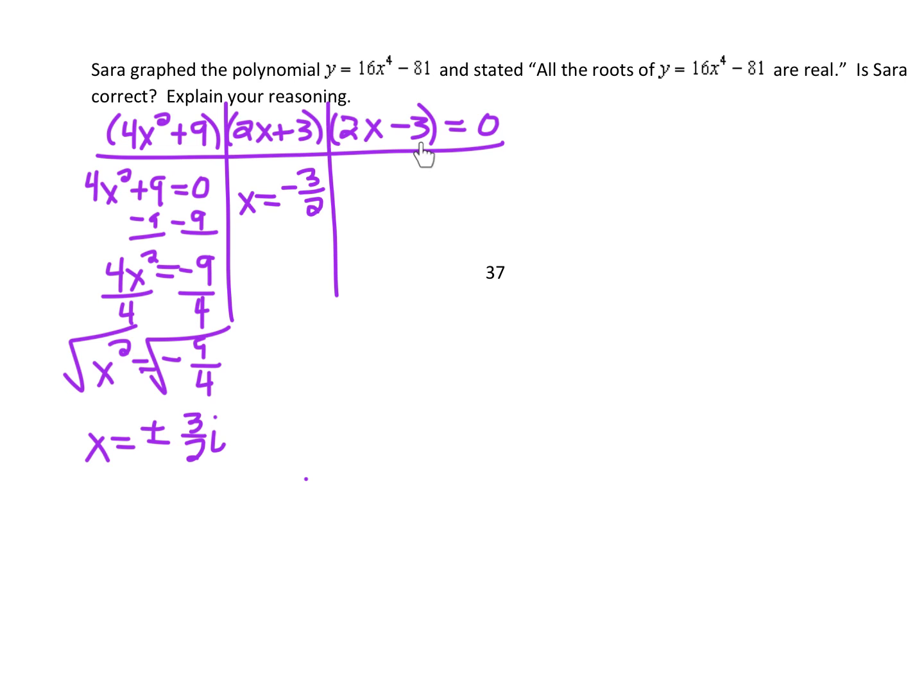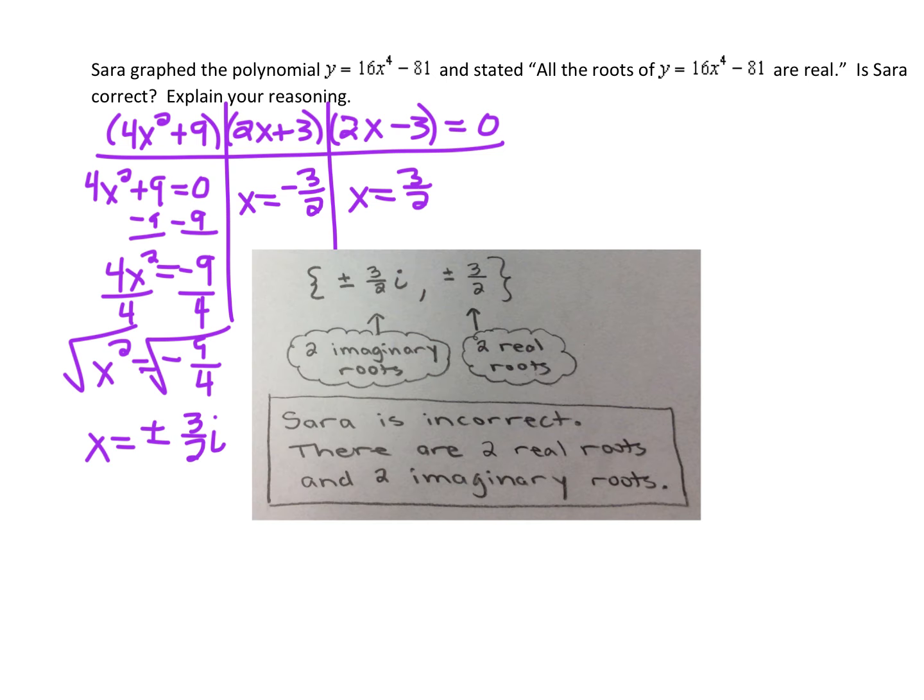And over here, if we set this equal to 0 and solve, the shortcut would be we're going to wind up with the positive of this number over the number in front of the x. So over here we'll wind up with x equals positive 3/2. So these two solutions are real solutions because there's no i attached to them, whereas these two solutions are imaginary solutions because of the i. So I could say Sarah is incorrect. Sarah had said that all of the roots are real. Sarah is incorrect. There are 2 real roots, plus and minus 3/2, and 2 imaginary roots, plus and minus 3/2 i.